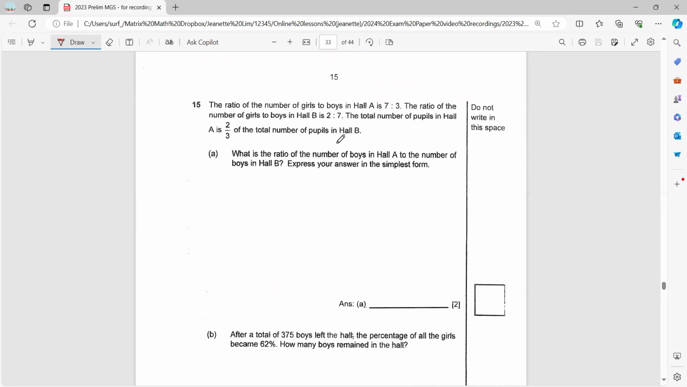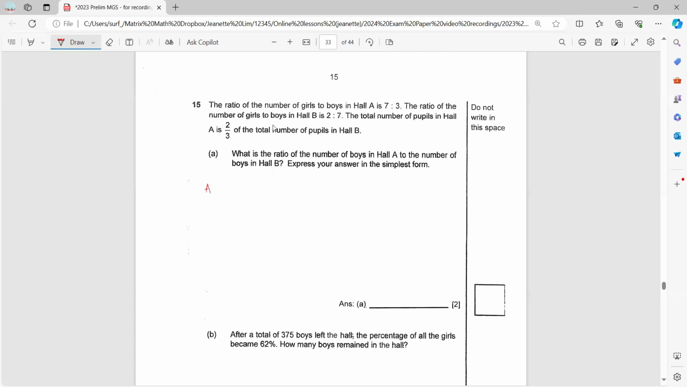All right, question 15. The ratio of the girls to boys in hall A is 7 to 3. The ratio of girls to boys in hall B is 2 to 7. The total number of pupils in hall A is 2/3 the total of hall B. What is the ratio of boys in A to boys in B? Okay, so let's write down all the ratios first.